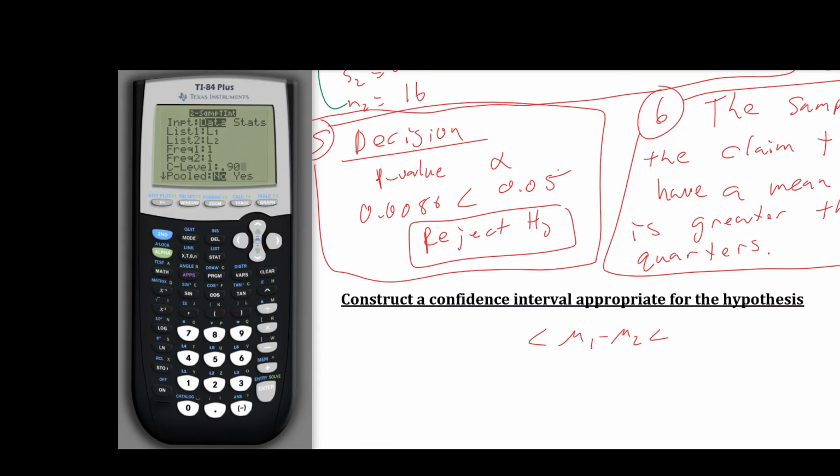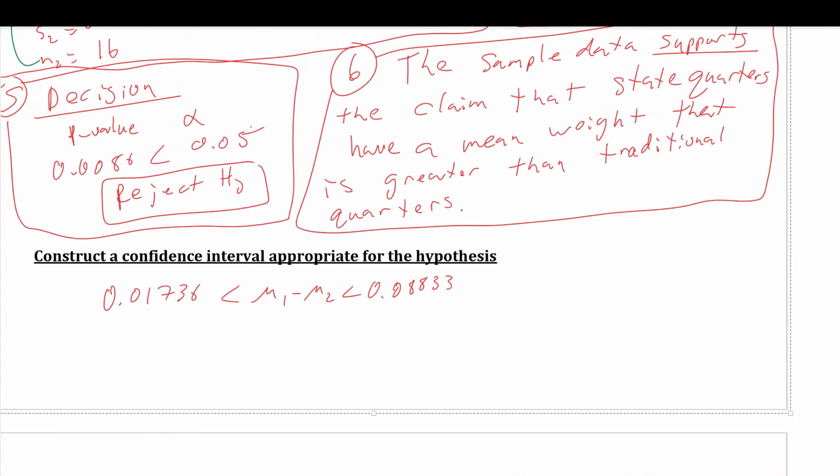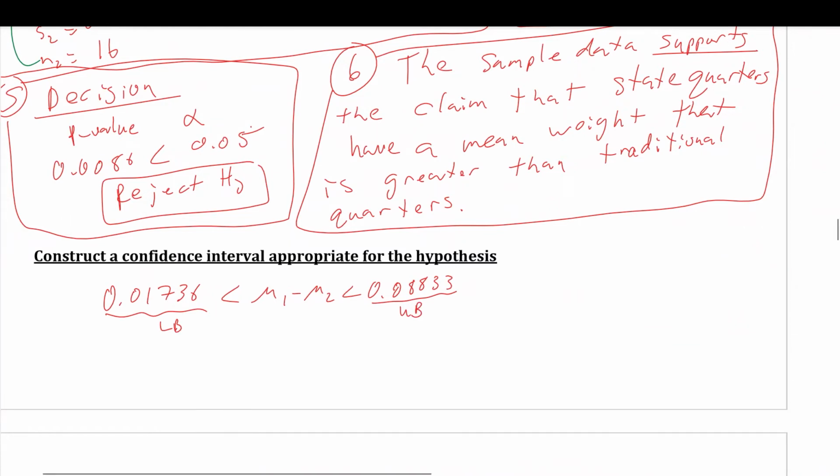Again, we're going to do no for pooled. And let's go ahead and calculate. And there we go. 0.01736 for our lower bound and 0.08833 for our upper bound. Okay, so that's our lower bound and our upper bound. And what you'll notice here is that both of these are positive numbers, right? So let's draw a number line here.